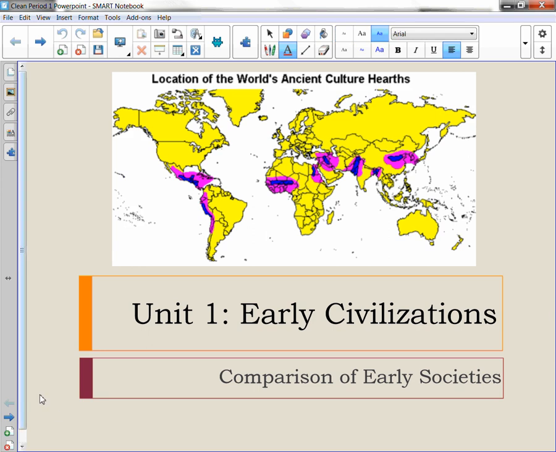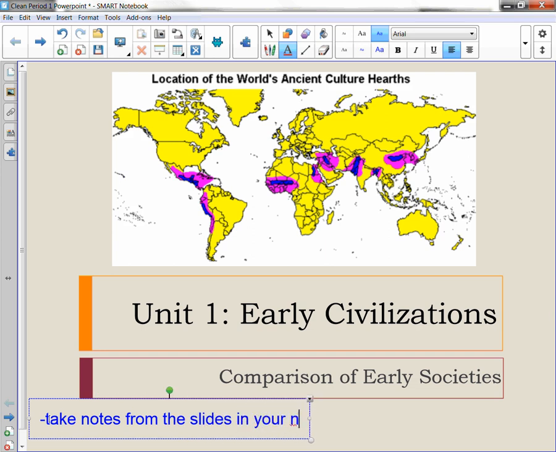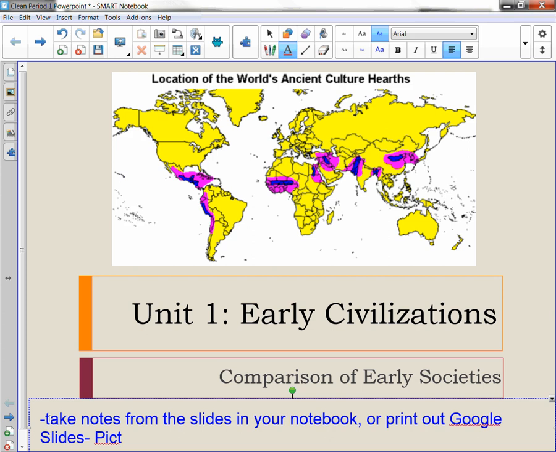The first thing that you should always do is either take notes from the slides in your notebook or print out the PowerPoint. When you print it out, make sure that the slides are small. Don't print them out full screen. Actually, it's a Google Slides. Some people prefer this because it has the pictures.